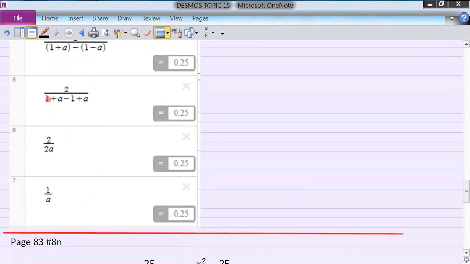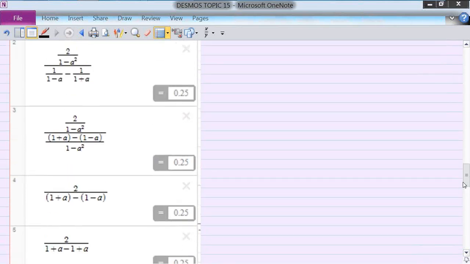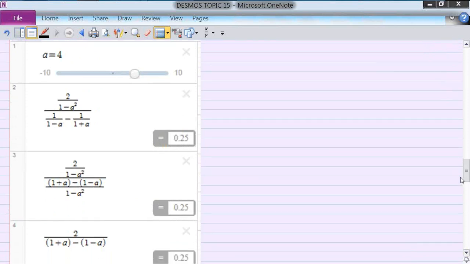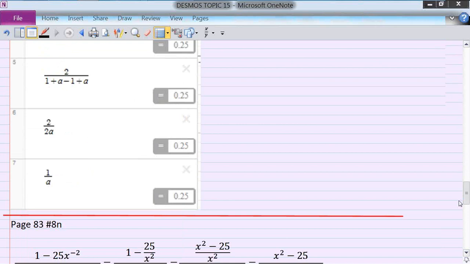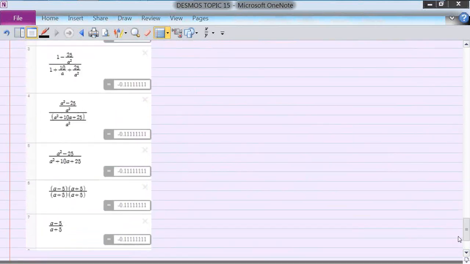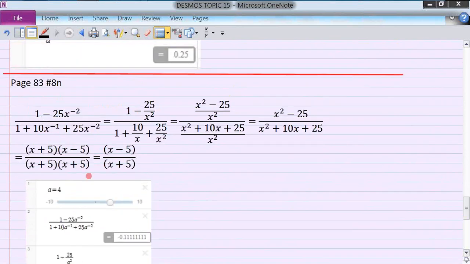Now we have the 1 minus the 1 cancel to 0. A plus a becomes 2a. I can cancel the 2 and I get 1 over a. So again, we've broken this problem down into a lot of smaller steps, and we've covered these. So, okay, let's go to the last problem that we're going to discuss here.